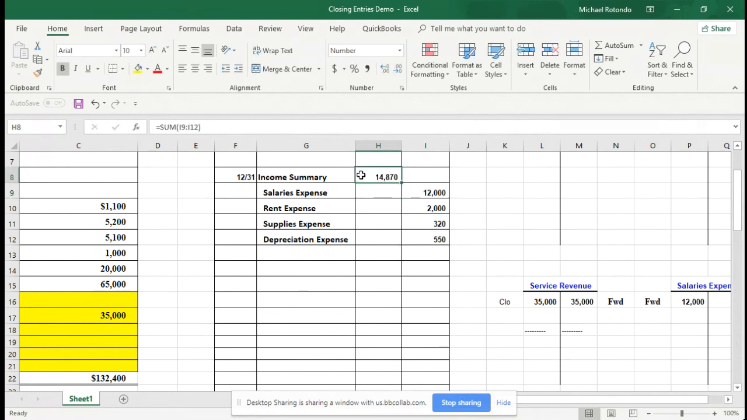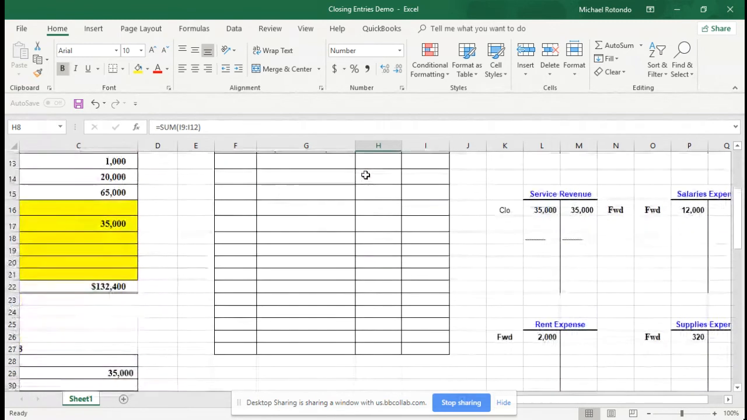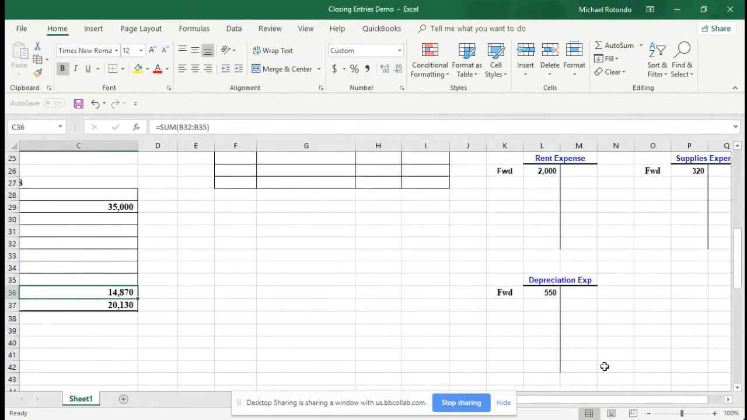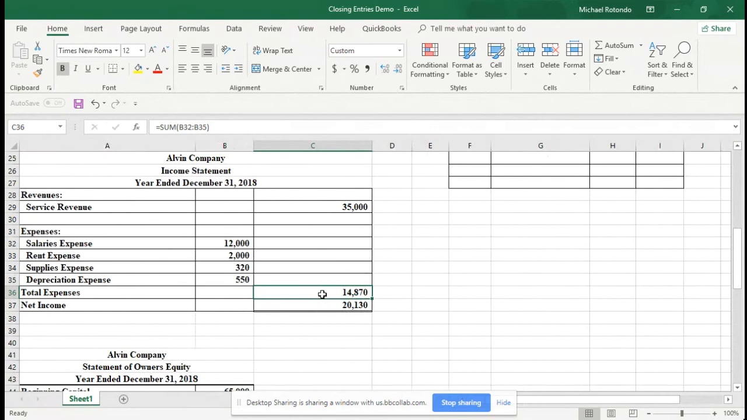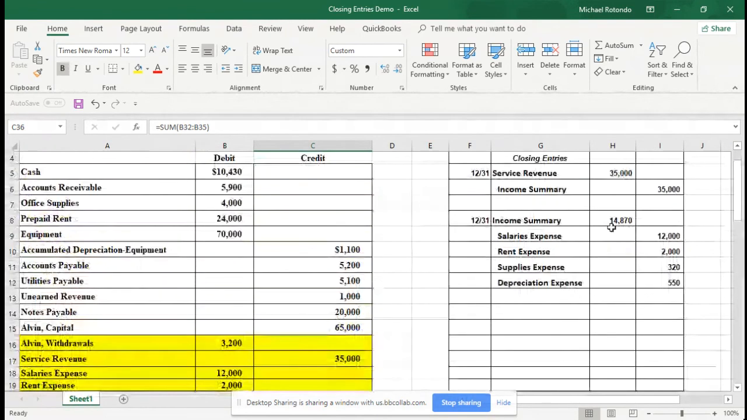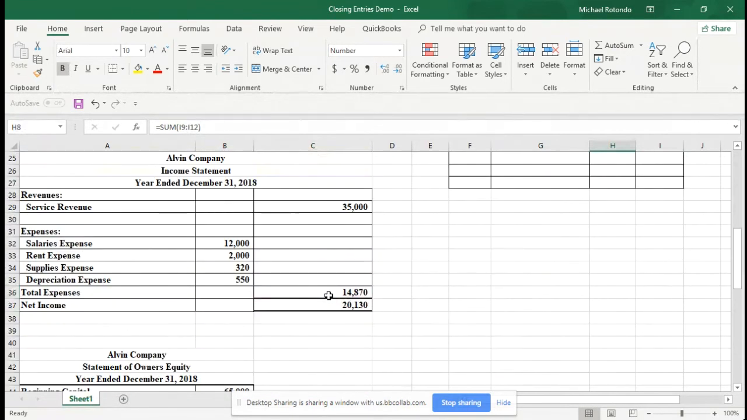So that's going to be 14,870. That number should look familiar to us because that is our total expenses on our income statement. So that should be the same. This debit to income summary, when we close the expenses, should be the same as the total expenses on our income statement. We call that tying, so the numbers tie together.